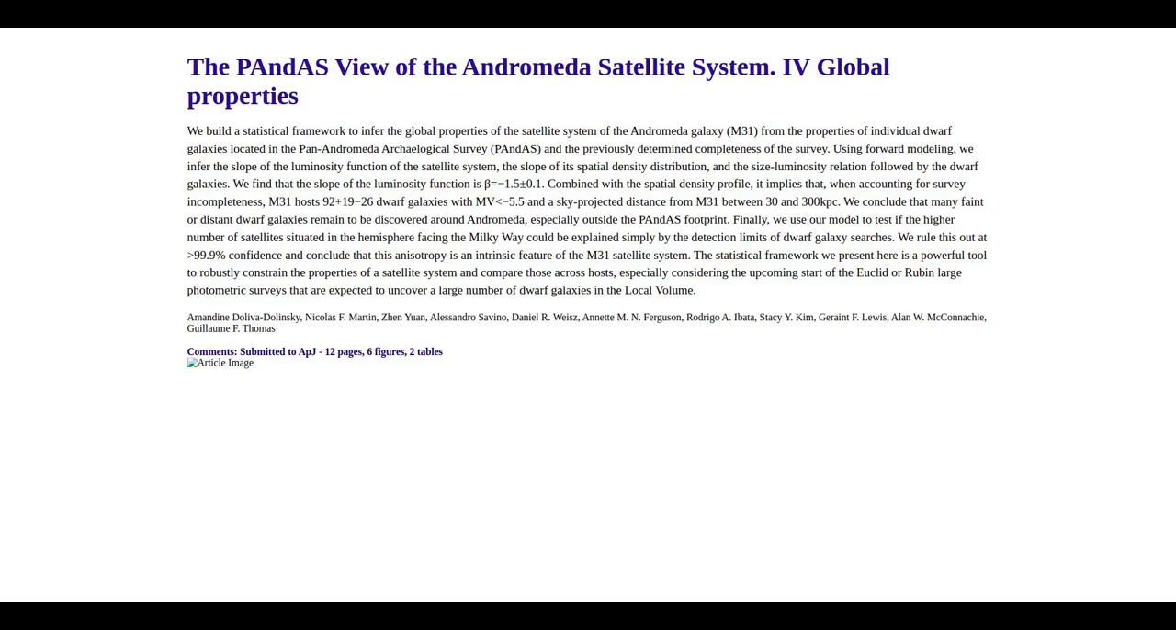Next article. The PAndAS view of the Andromeda satellite system IV: global properties. We build a statistical framework to infer the global properties of the satellite system of the Andromeda Galaxy from the properties of individual dwarf galaxies located in the Pan-Andromeda Archaeological Survey at the previously determined completeness of the survey. Using forward modeling, we infer the slope of the luminosity function of the satellite system, the slope of its spatial density distribution, and the size-luminosity relation followed by the dwarf galaxies.